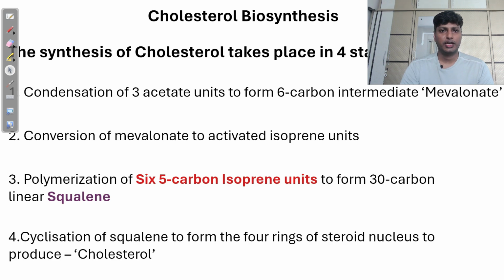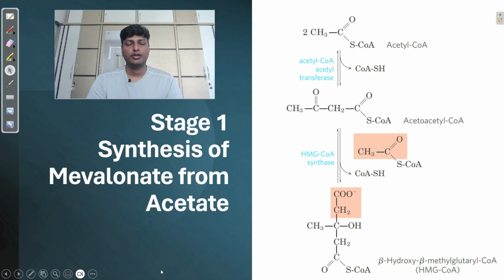In the next stage, the isoprene units will condense together to form a long chain 30 carbon compound called as squalene, and finally this squalene is going to undergo cyclization, resulting in the formation of steroid rings, and what will be formed is a compound called as cholesterol. So let us understand in details about how the cholesterol is formed. Now as we said, in the first step, a 6 carbon compound, that is mevalonate, is formed.